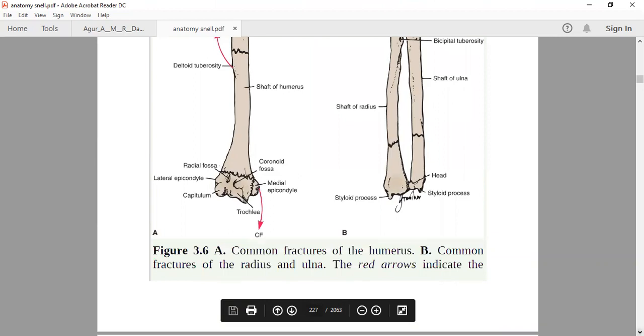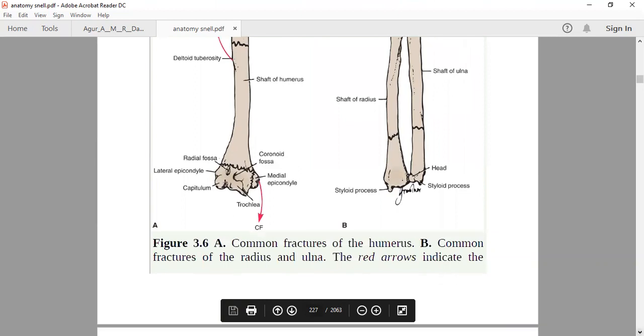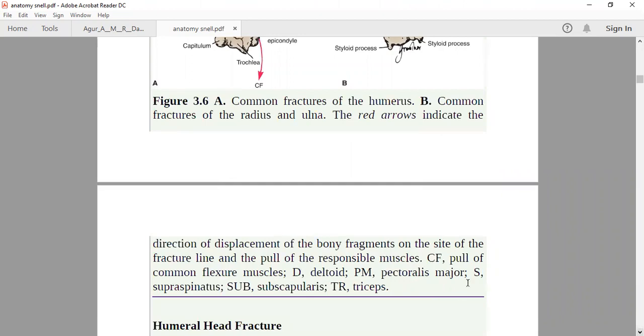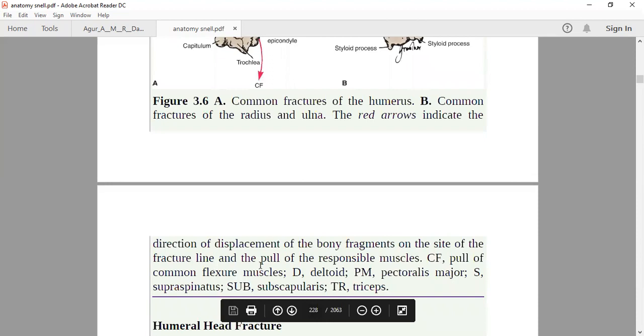Red arrows indicate the direction of displacement of the bony fragment on the side of the fracture line and the pull of the responsible muscle. C for pull of the common flexor muscle, D for deltoid, PM for pectoralis major, S for supraspinatus, Sub for subscapularis, T for triceps.